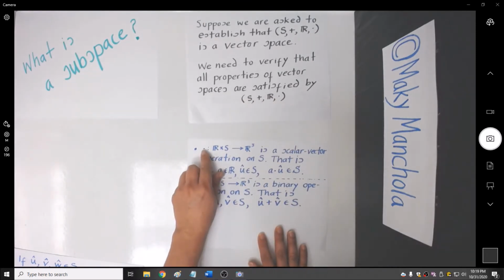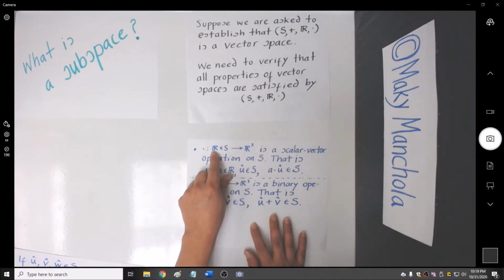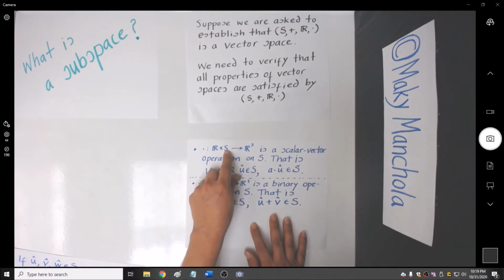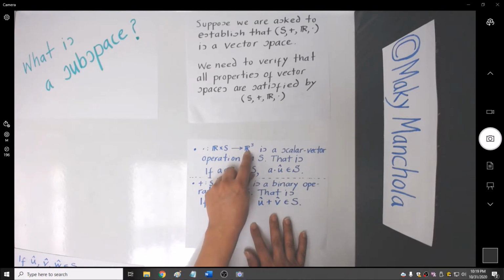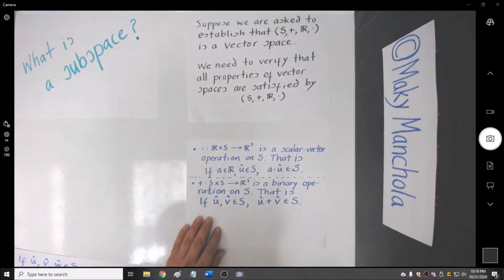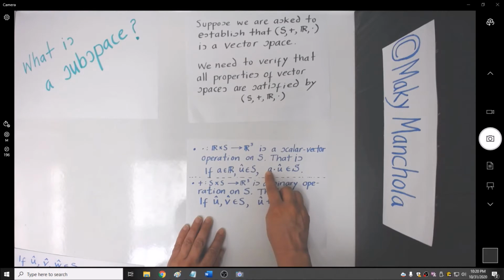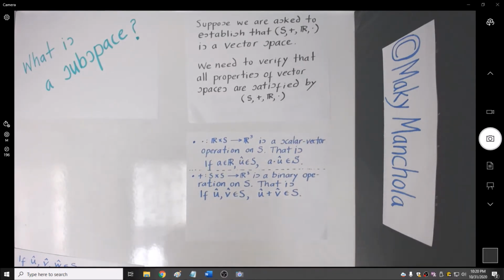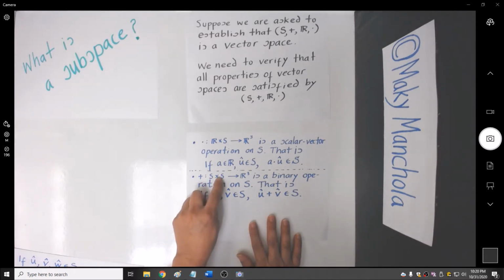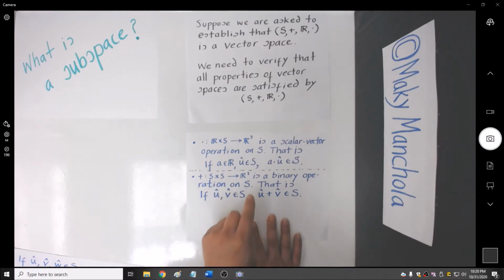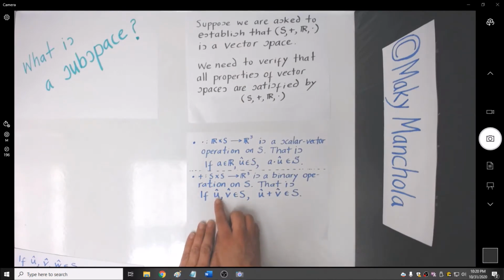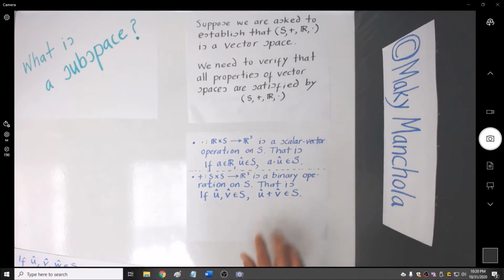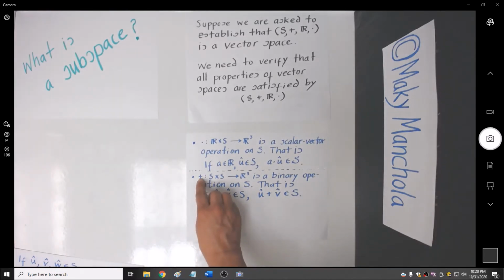This is technical. The operation dot, where you take scalars and elements of S and produce elements in R3, is a scalar vector operation on S. That is, we want to show some sort of a closure. If A is a real number and U is an element of S, then the scalar product A dot U also happens to be in S. We also need to show that the addition of elements of S does happen to be a binary operation on S. That is, if you have elements U and V in S, their sum also belongs to S. This is what we often call closure. We want to show that S is closed under the addition in R3.